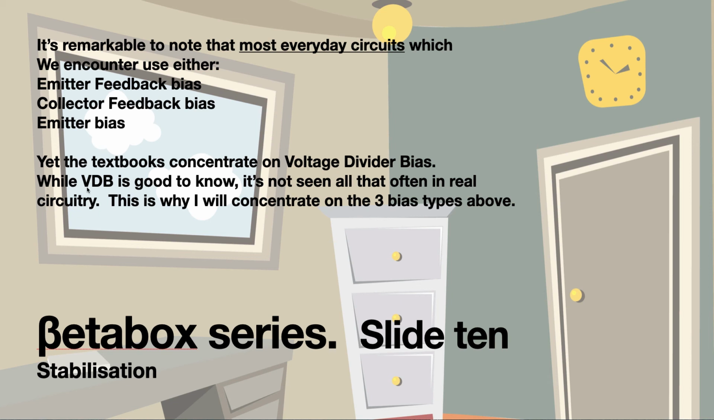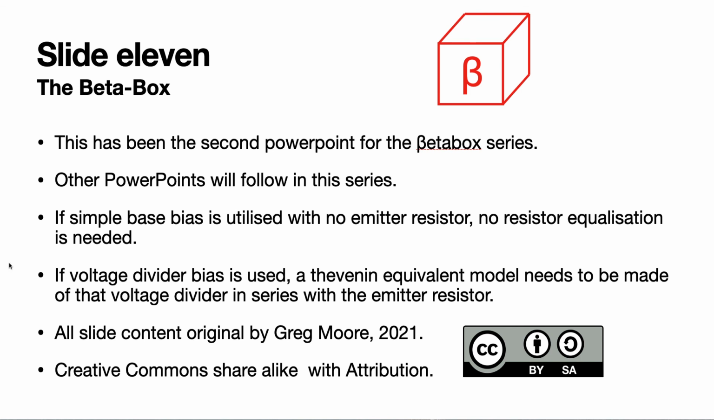Alright, so that just about concludes part 2. Been the second PowerPoint for the BetaBox series. Other PowerPoints will still follow. Again, if simple base bias is utilised with no emitter resistor, and that from a stability point is a very bad situation. It's only used normally for switching purposes. If we're using BetaBox to solve it, we don't need any resistor equalization.